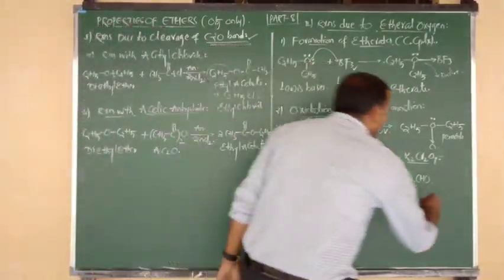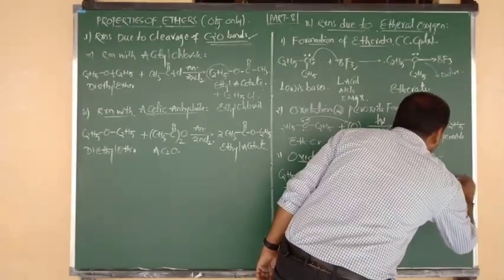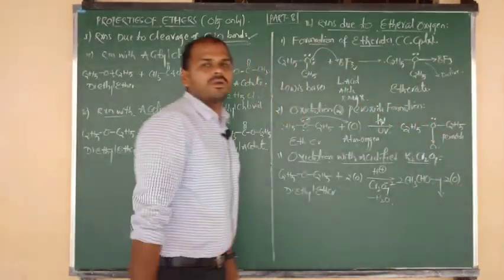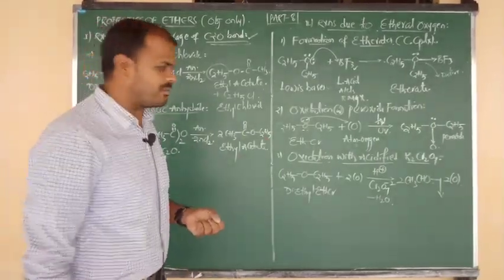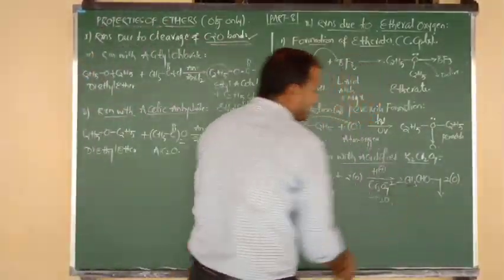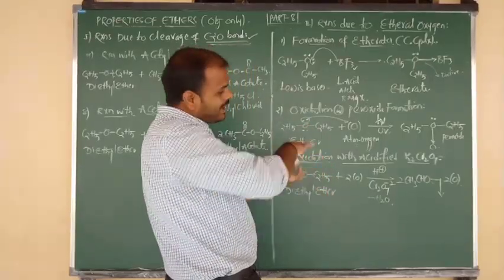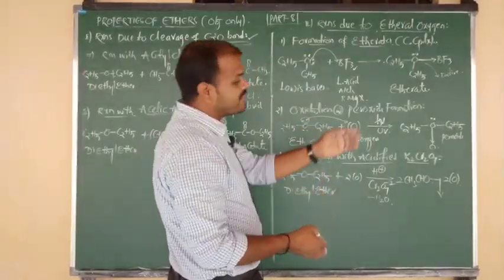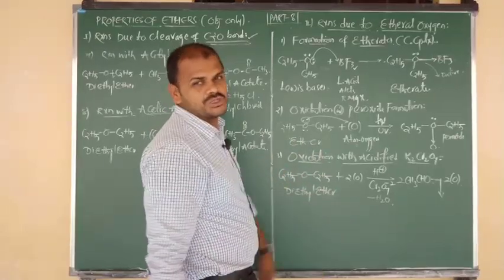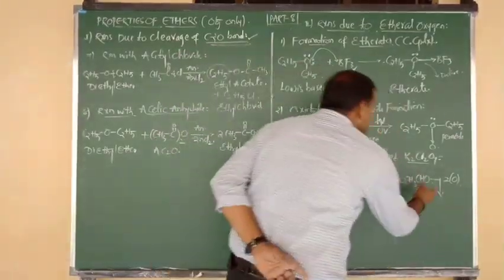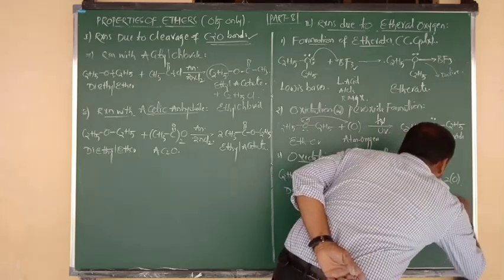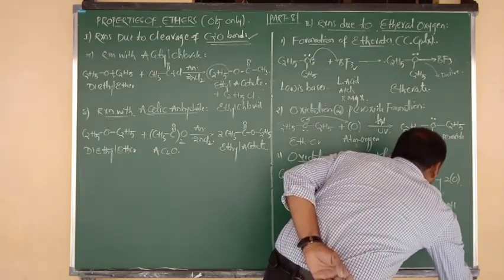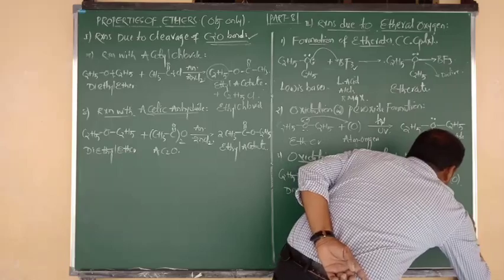Now such acetaldehyde again undergoes oxidation with acidified potassium dichromate. Because acetaldehyde is a little bit unstable, it easily oxidizes again in presence of K2Cr2O7 and changes into carboxylic acid. So acetaldehyde upon oxidation changes into acetic acid, nothing but a carboxylic acid.